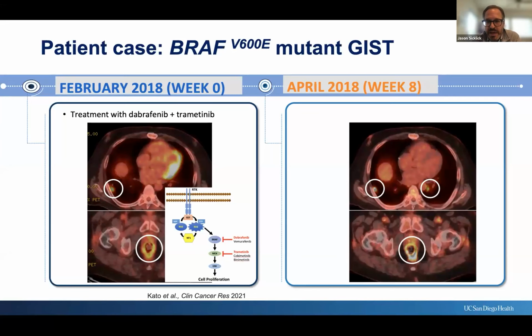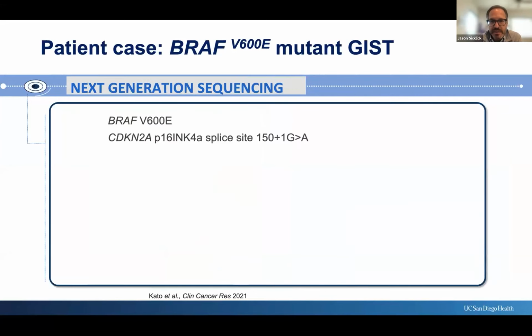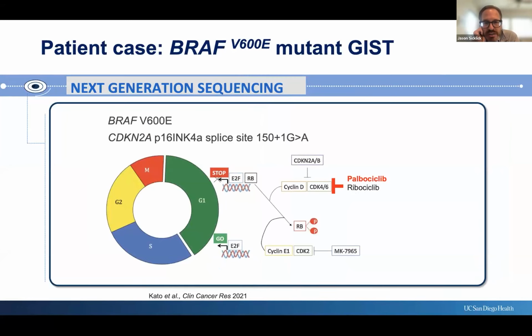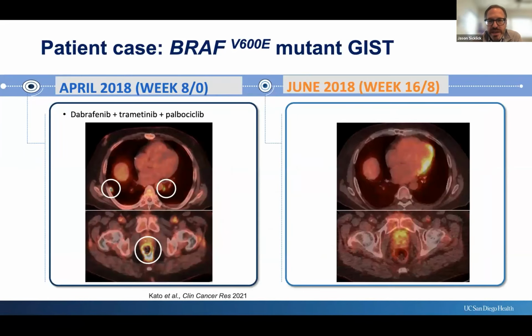You can see the circles around the areas lit up on the PET scan. But what it turned out, he had a mutation in another gene called CDKN2A. And there's actually drugs that are immediately downstream of CDKN2AB that can be used to target that signaling pathway within the cell. And so in this patient, we added on a drug that targets the CDK pathway. And what you can see there is a dramatic response to treatment, where these lesions in the lungs disappeared and this disease around the rectum responded dramatically to treatment.